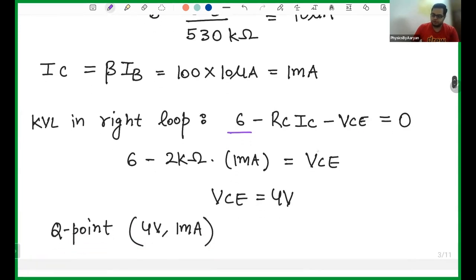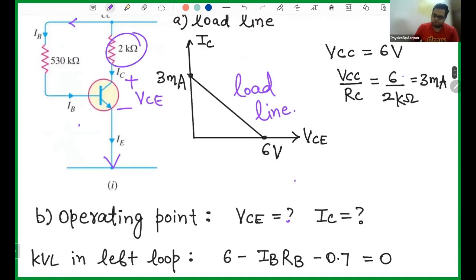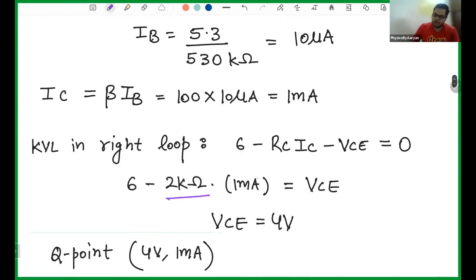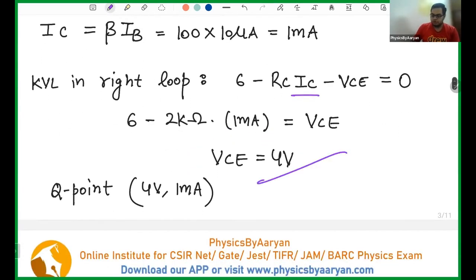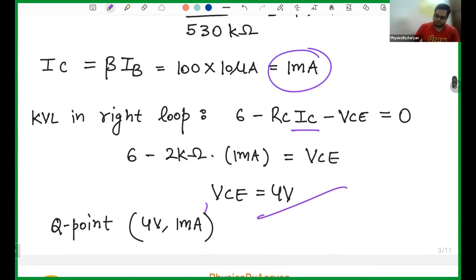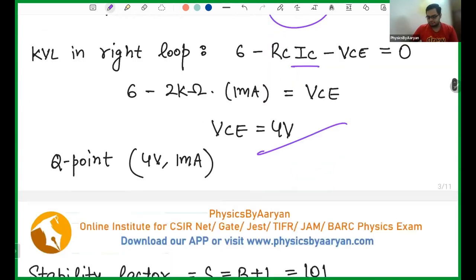If you take VCE to the other side, your 6 is 6, RC is 2 kilo ohm, and IC you have calculated as 1 milliampere. Kilo and milli cancel each other. So 6 minus 2 will be 4. So your operating point is 4 volt and 1 milliampere. This is your answer.